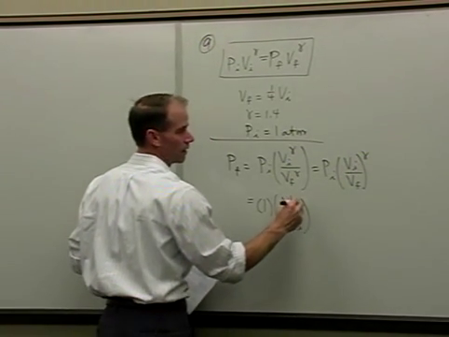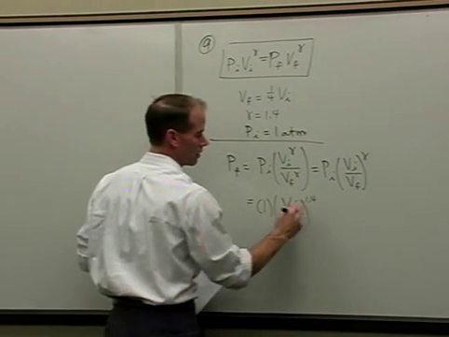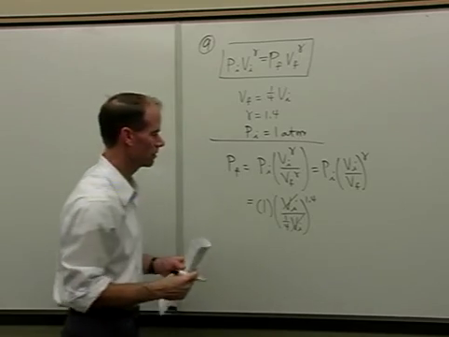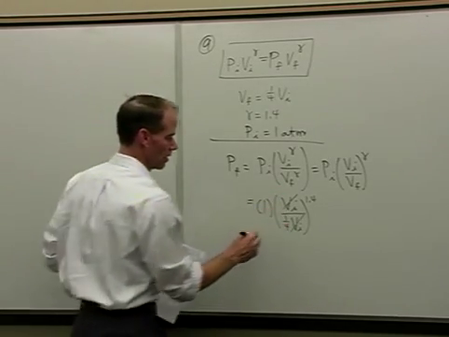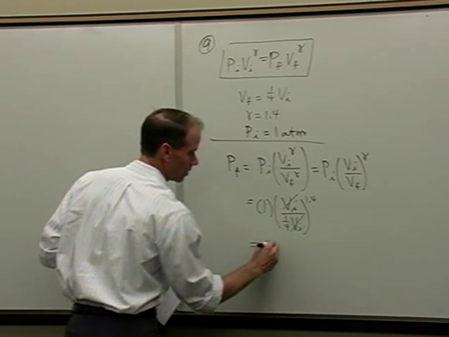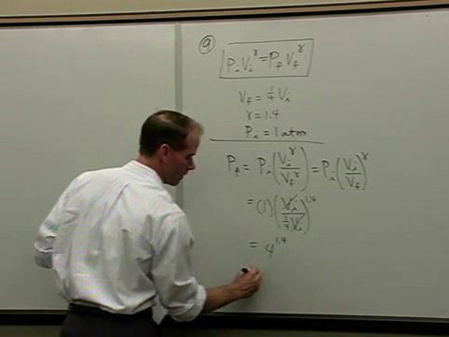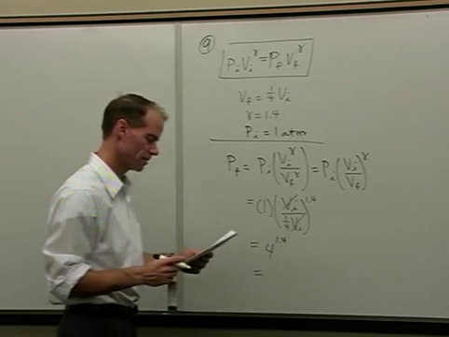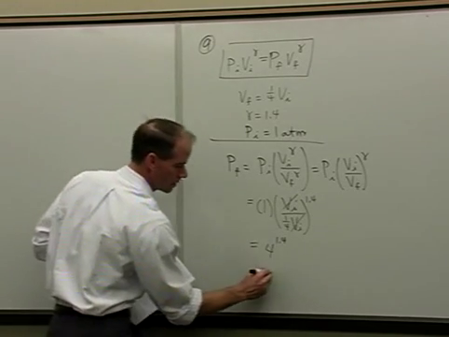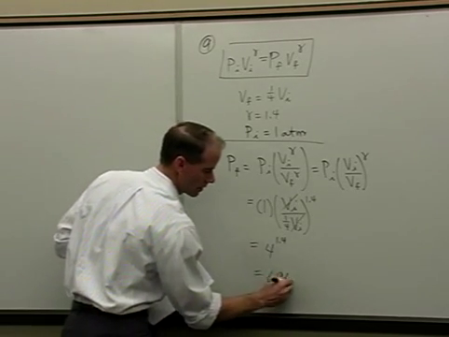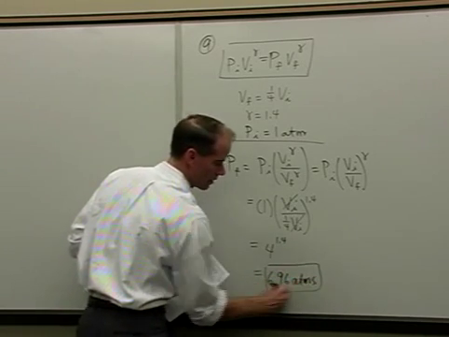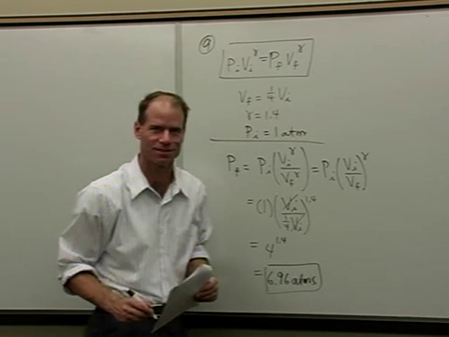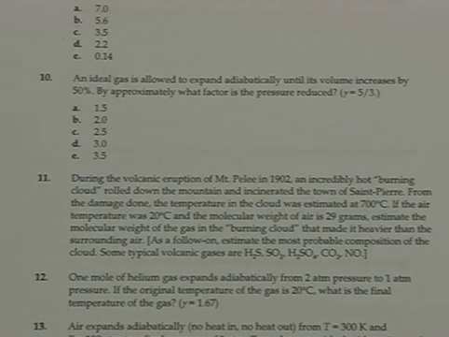And our gamma is 1.4. These V initials cancel out, so we have 1 over 1/4, which will just be 4. So this will be 4 to the 1.4 power, and that gives me 6.96. Everything was given in atmospheres. That's 6.96 atmospheres.